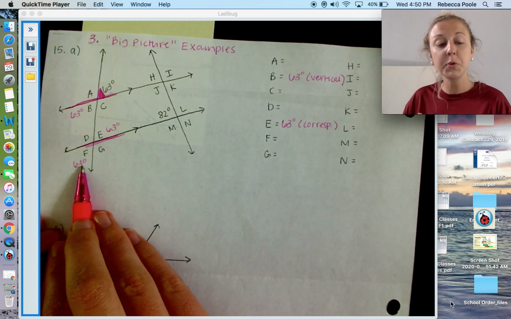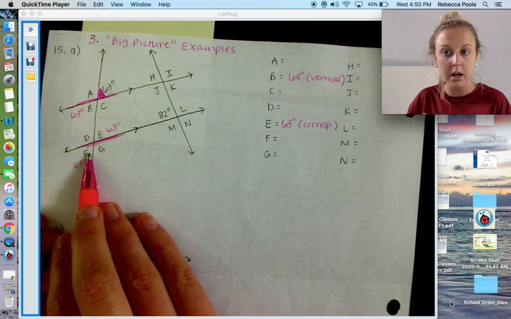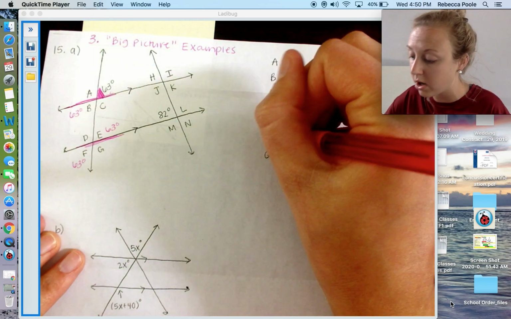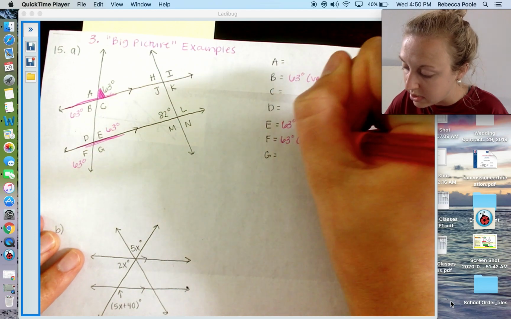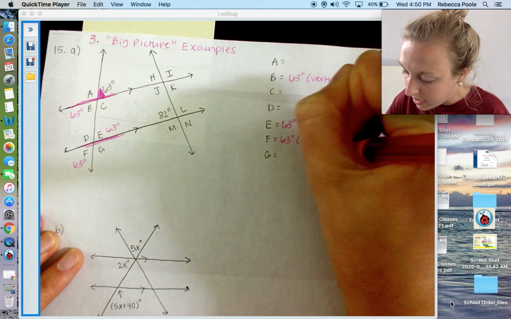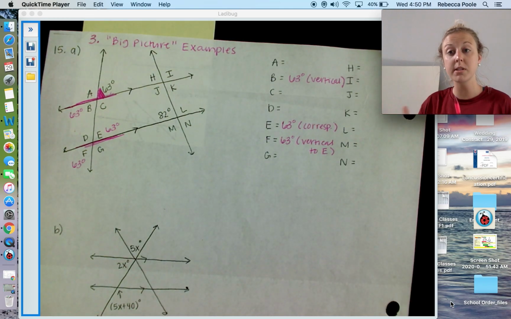From here, F would be 63 degrees because when E looks across or looks in the mirror, he sees himself. So those are also vertical angles because they're across. I say 63 because it's vertical to E. Again, I'm putting these explanations because on your assignment you have to, but also so when you look back at this, you're like, okay, that's right.